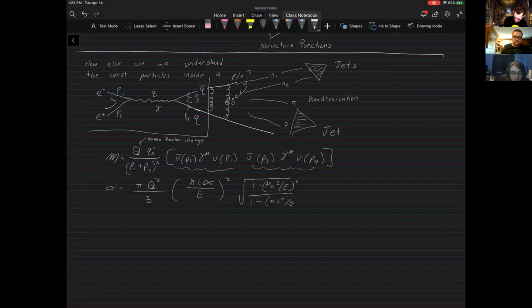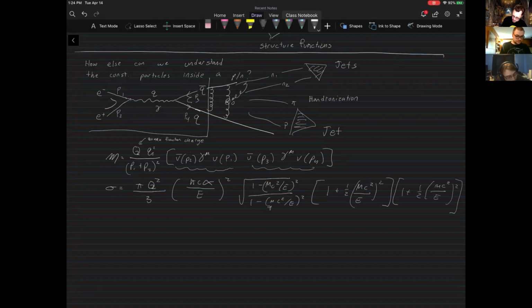Let me write this down and I'll tell you what these terms are. By the way, this expression I believe is also in the Griffiths text. Okay, so this is just a sort of nice factorization of what this cross section ends up looking like. So let's just point to some of the terms and what they end up looking like.